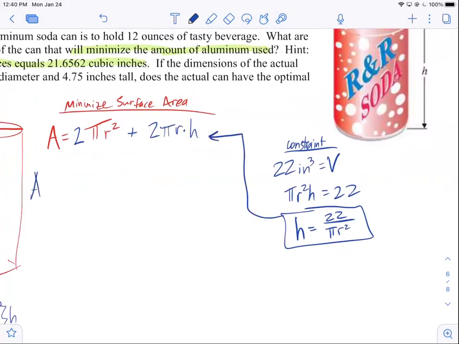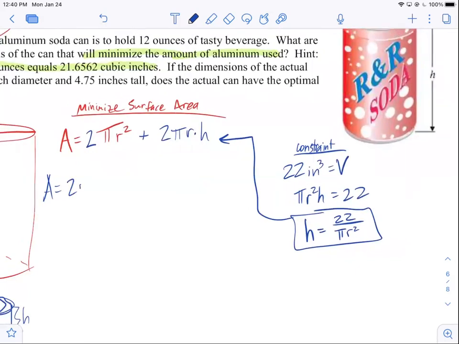So I get the surface area of a right circular cylinder is going to be 2 pi r squared plus 2 pi r times 22 over pi r squared.